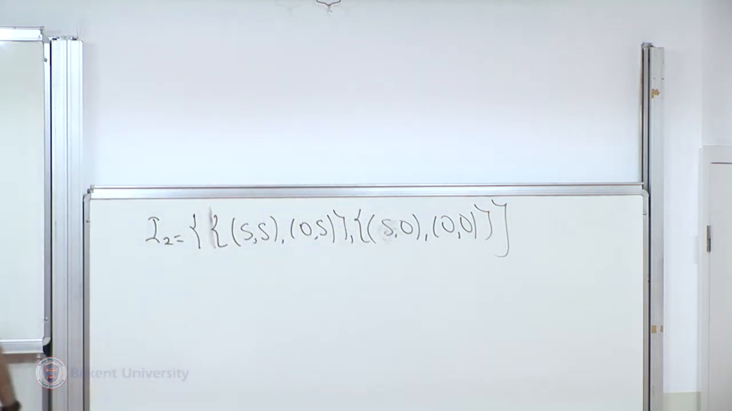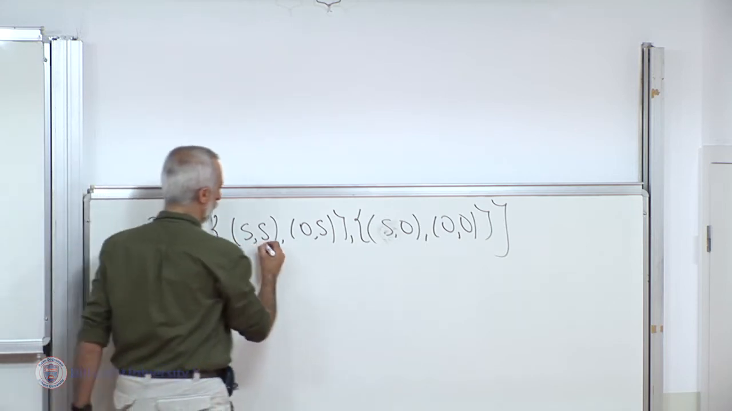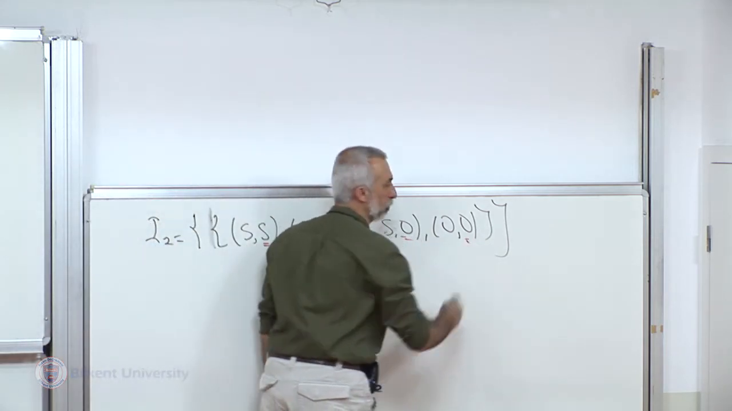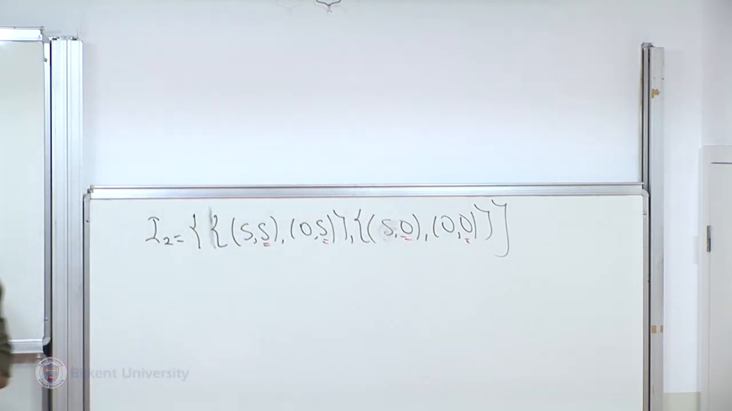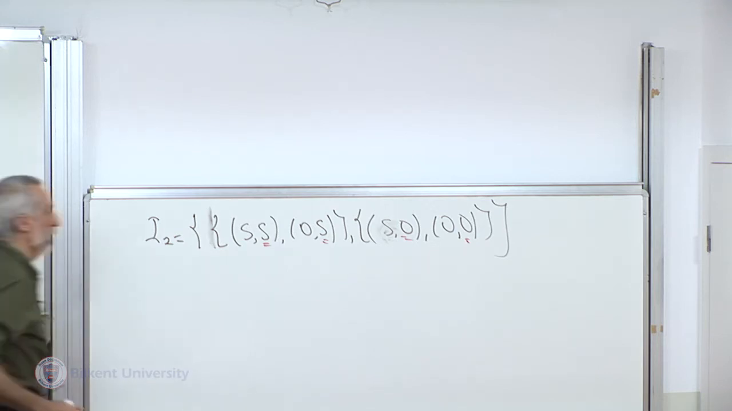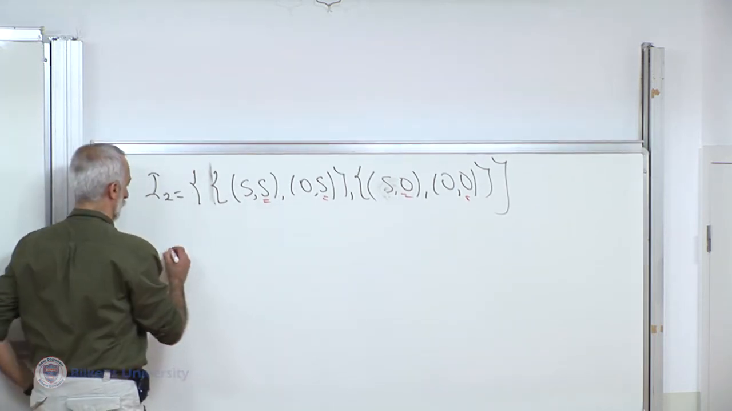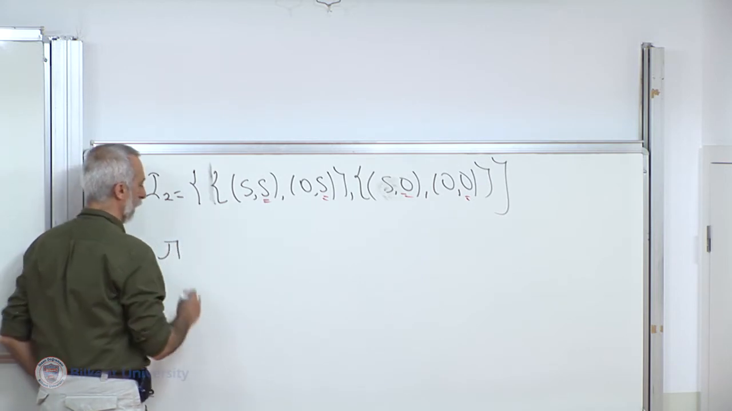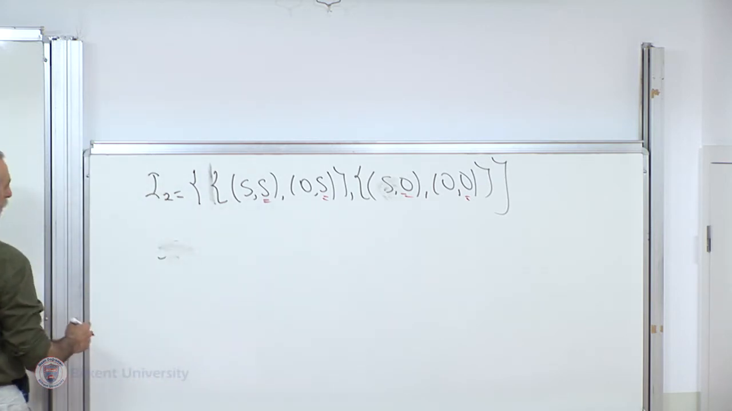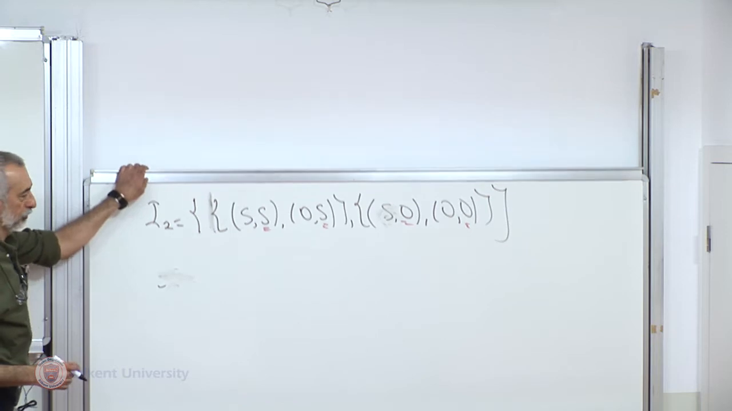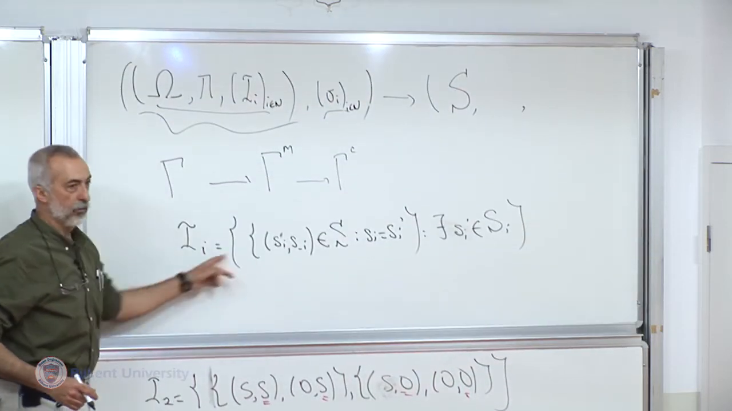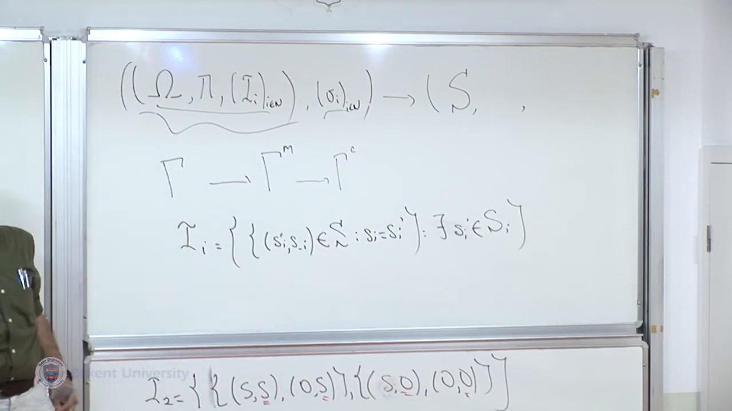So player 2, when I look at this, I understand that player 2 only observes the second component of this. Okay? So far, so good? What about, so I have to define a probability measure for this case.